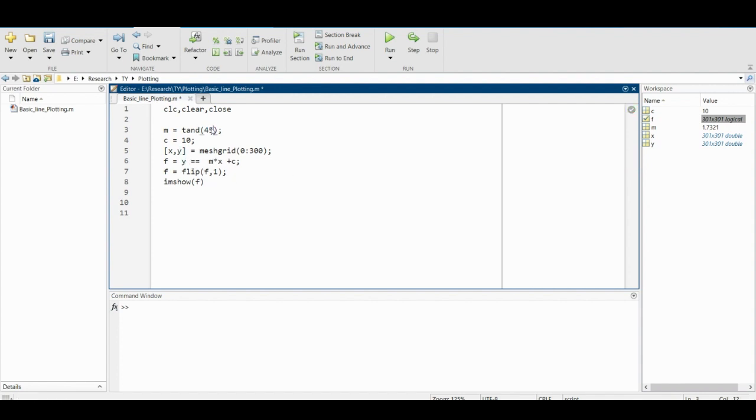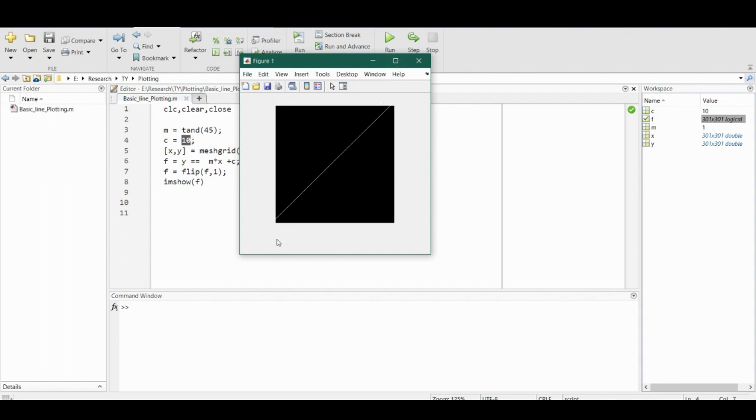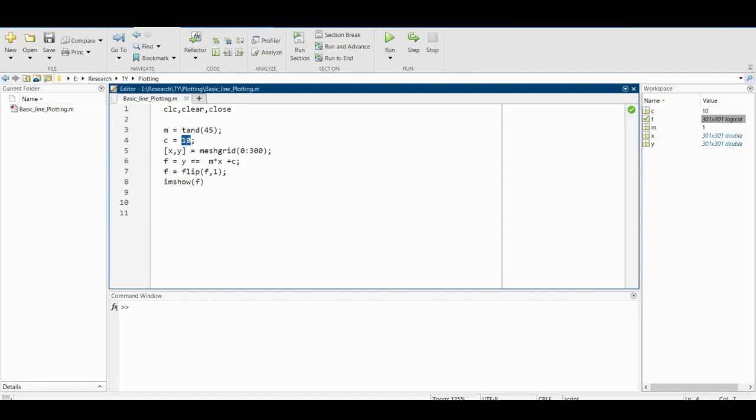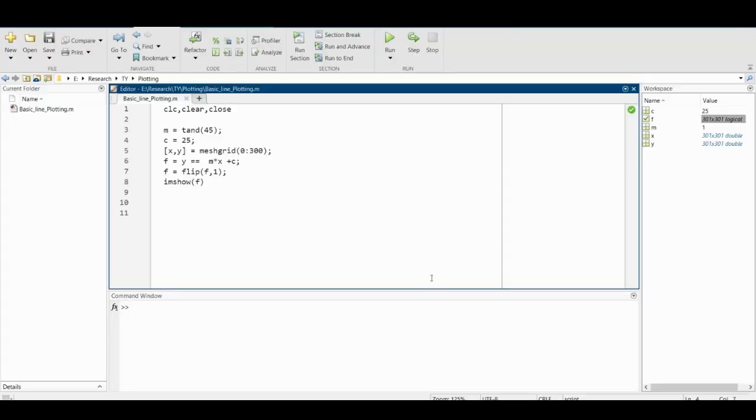Okay, this is the equation at 45 degrees. Let's put it at 10, doesn't matter. So this is your equation. This is an intercept of 5. This is a slope of 45 degrees. Let's increase it to 25. Okay, this is working fine.